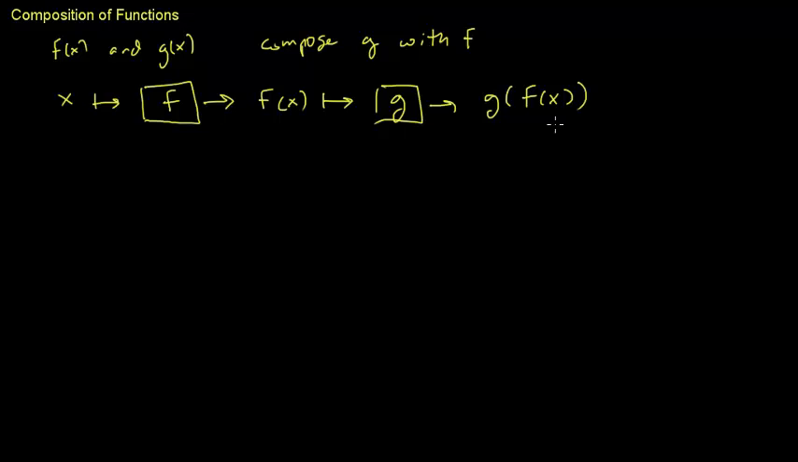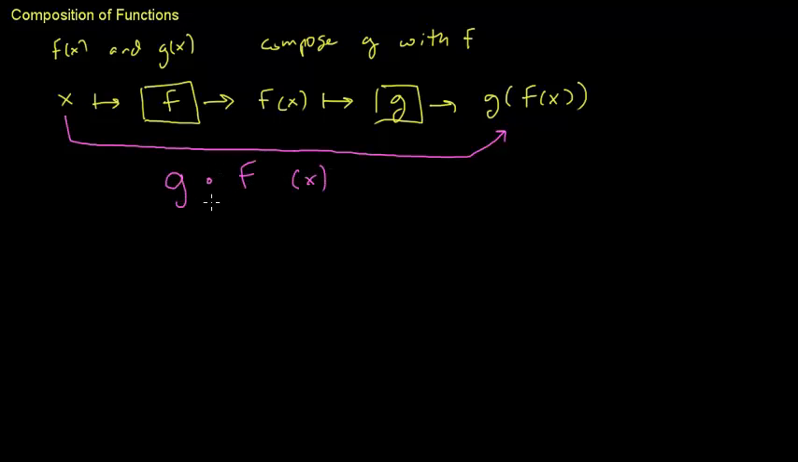And that's how we do the composition. So you take your initial input x and you run it through your first function, and then you just take that output and run it through your second function, and you end up with g of f of x. And we write it as g with a little circle, then f of x. And this circle is read as composed with. G composed with f of x.